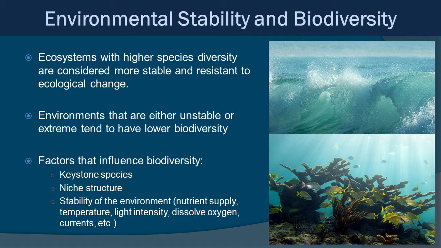The niche structure is also an indicator. If you have a very complex niche structure, you probably have high diversity. If you have a very simple niche structure, probably low diversity. Now, stability in the environment is still important. How stable is it for organisms to live there? And this often depends on several different factors. How much nutrients are in the area? The temperature, the light intensity, dissolved oxygen, current, etc. All of these things combine to create either a stable or a very unstable situation.